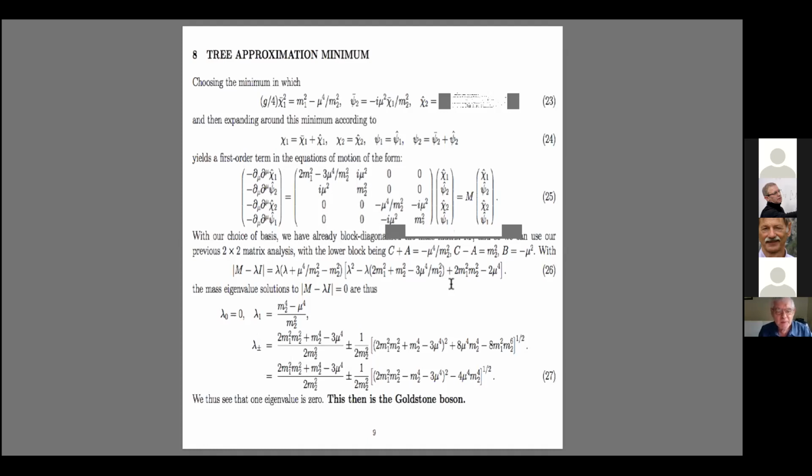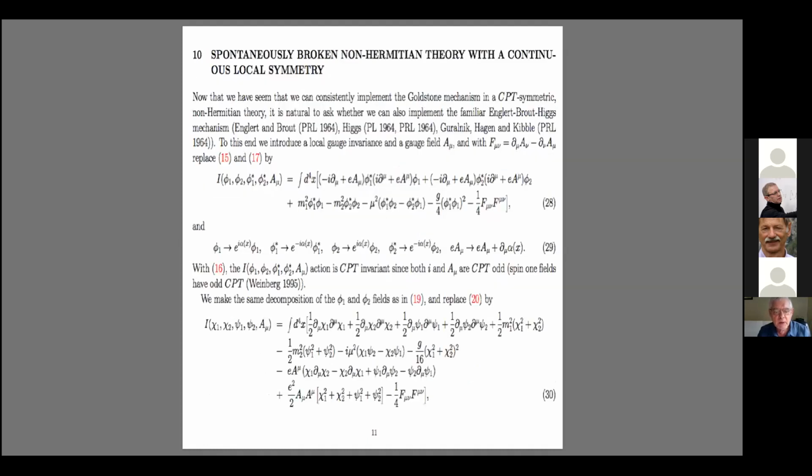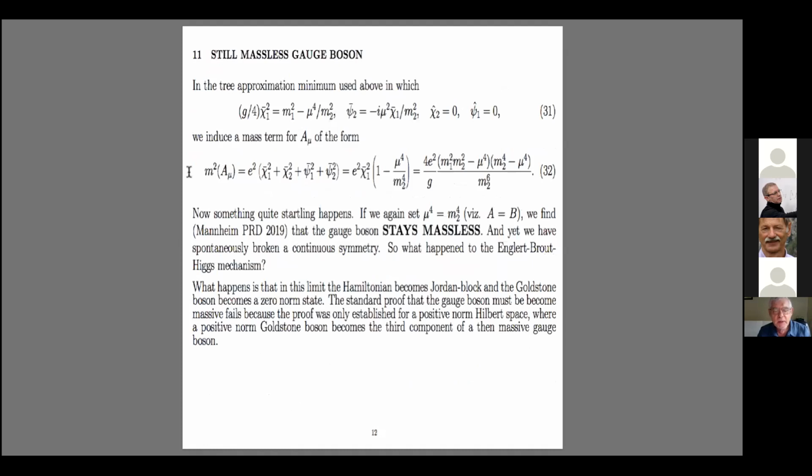Okay, let me say this. What I'm showing you is what I've found. I'm happy that people can push this even further. That's fine. I think this is a rich model, and there's more to learn. But the only point that I'm making is that the Goldstone is in this sector, and this sector becomes a Jordan block if mu to the 4 is m2 to the 4. And then something very unusual happens. I think it's unusual that the gauge boson stays massless. And I think that's never been discussed in the literature before.